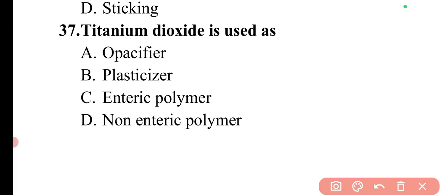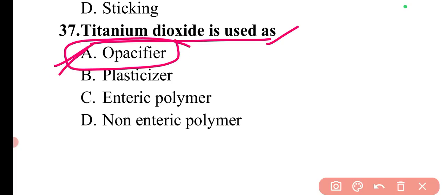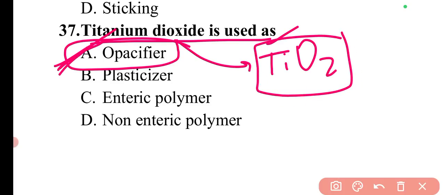Next question is, titanium dioxide is used as. So titanium dioxide is used as an opacifier in the tablet coating formulation. So here option A is correct. You can also write the formula like TiO2 is the formula for titanium dioxide, which is used as opacifier.